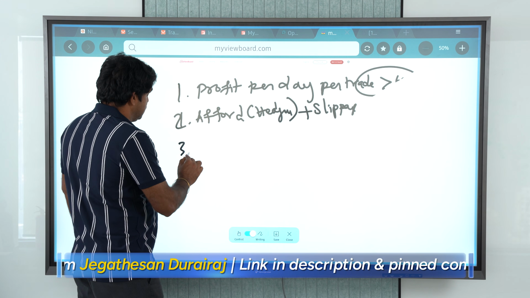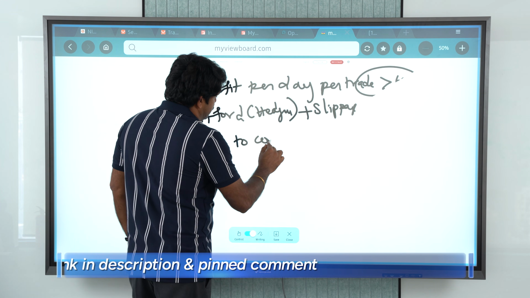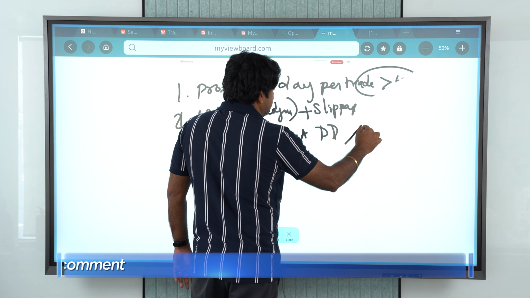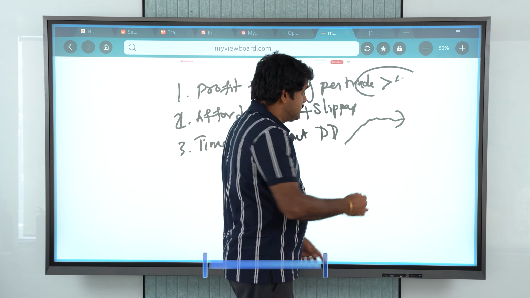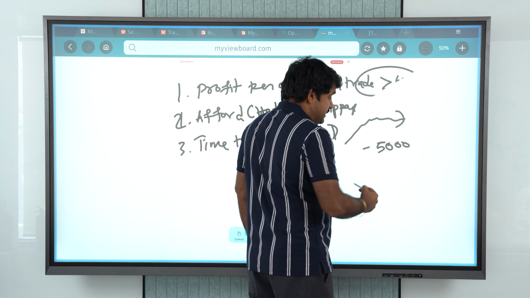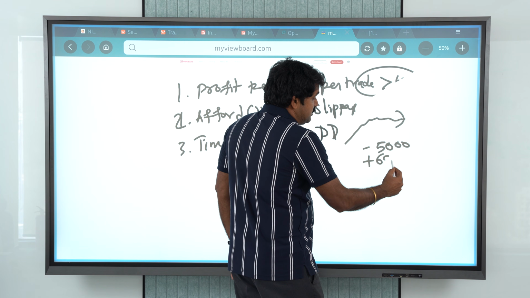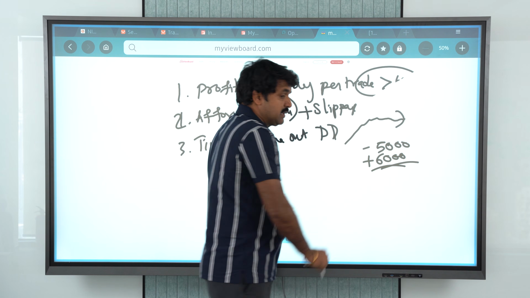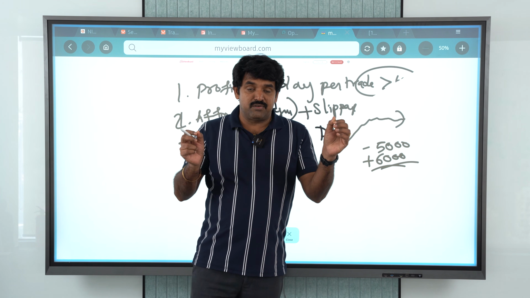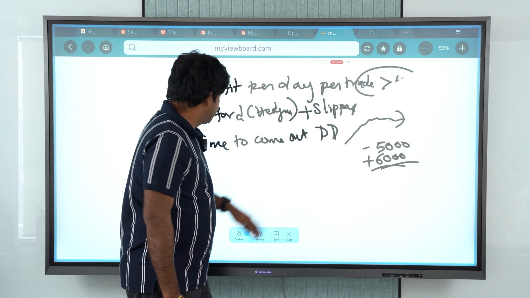Third thing, the time to come out of the DD is really big. In the short straddle, say for example, you make a 5,000 rupees loss in a day, and immediately in the next trade there is a possibility that you may get a profit of 6,000. That is not feasible with the short strangle, because you are selling only an option of little premium. So it is very difficult to get a big profit.